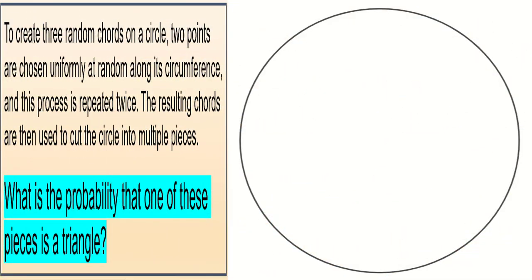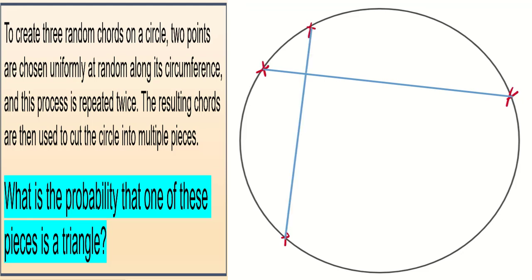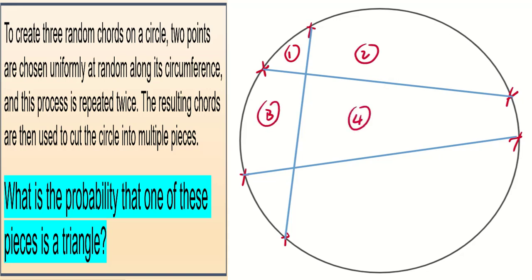Now let's try to understand this question again. We need to create 3 random chords on this circle. So first of all, we randomly choose any 2 points and form a line. Then we repeat this process twice. Choose 2 points and form a line. And the last 2 points, form a line. For this example, we see that we have 1, 2, 3, 4, 5, 6 pieces.